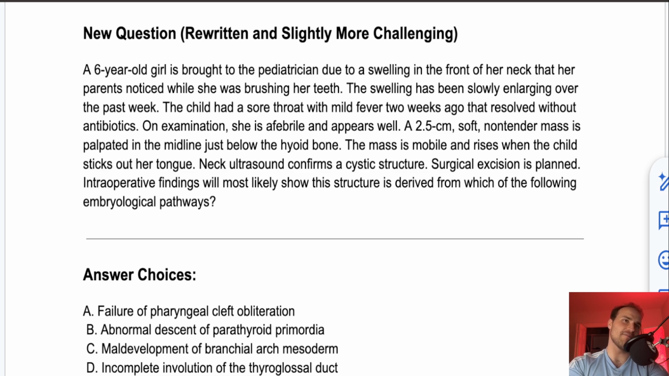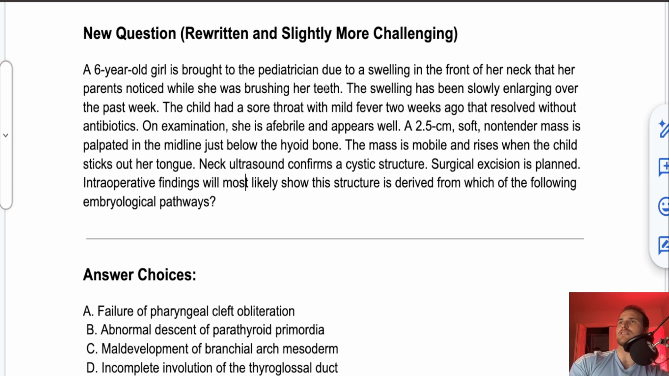And so, yeah, it's noticeable after an upper respiratory infection like a cold or a sore throat because the cyst becomes secondarily infected by those guys. So key features: midline, moves when swallowing, seen in kids. Cystic, fluid-filled. That's pretty much all we got. So now let's dive into this question.